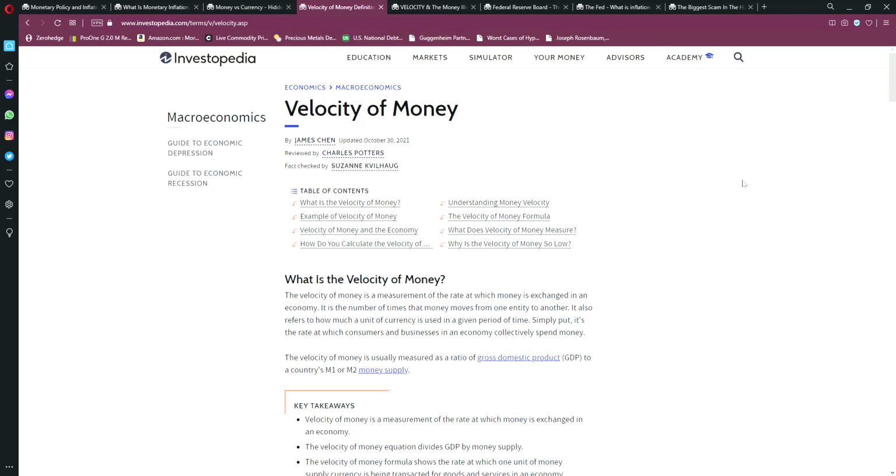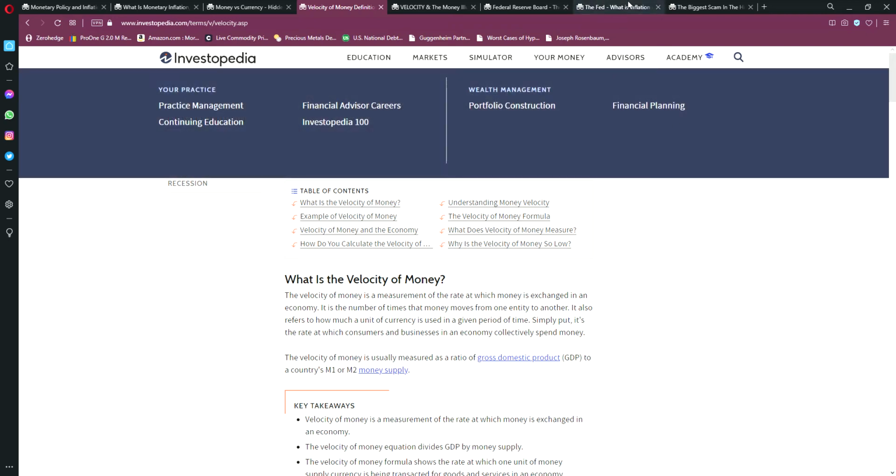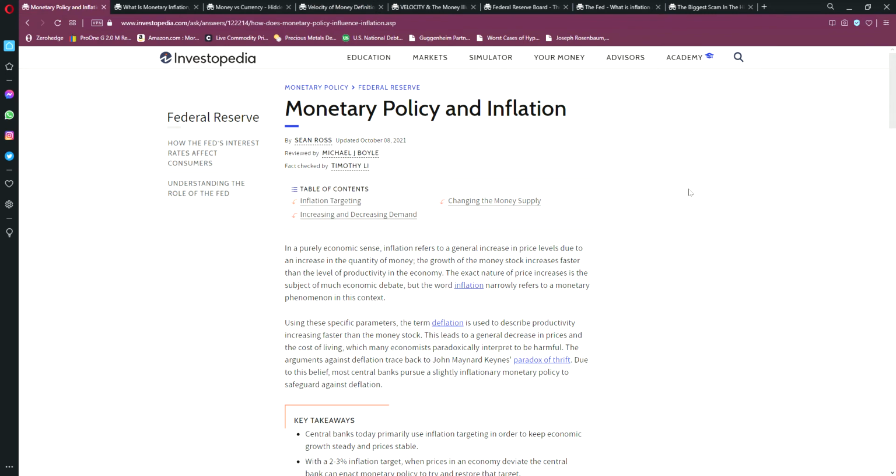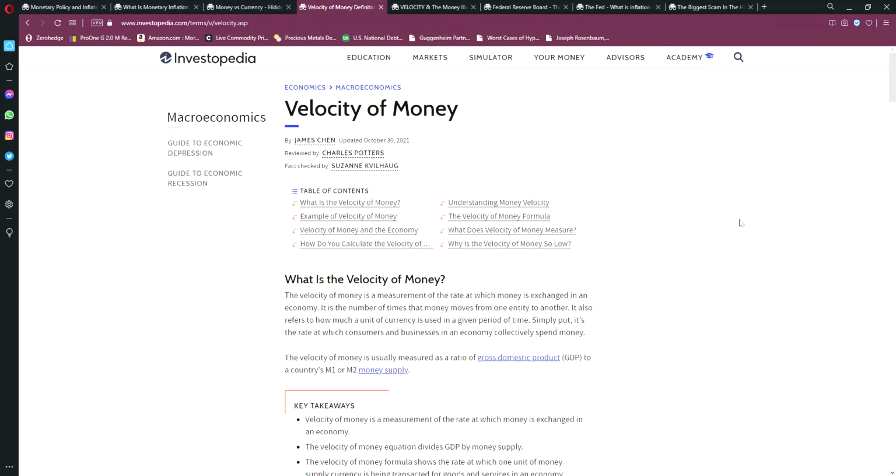So again, the velocity of money is how fast a single unit of currency or many units of currency are changing hands. And that's important because inflation has to do with that, okay? Inflation will be higher if there is a higher velocity of money, okay? And we just kind of went over what that was.